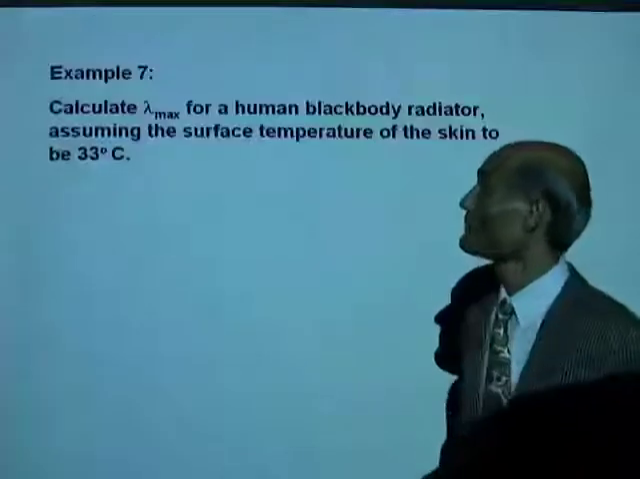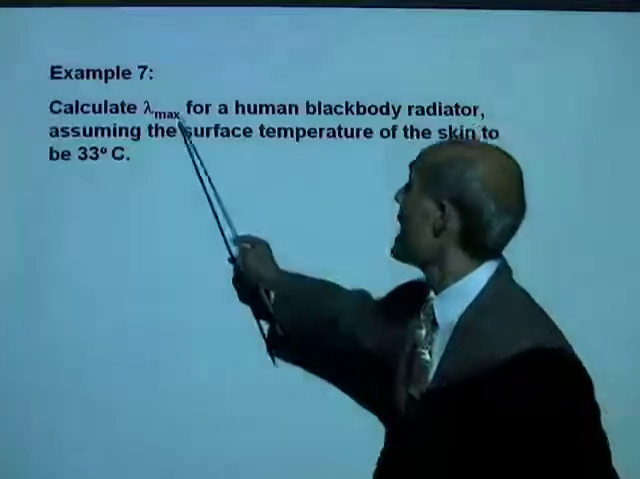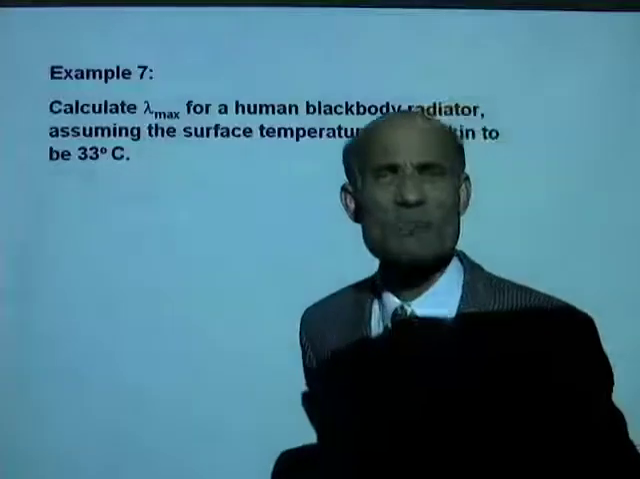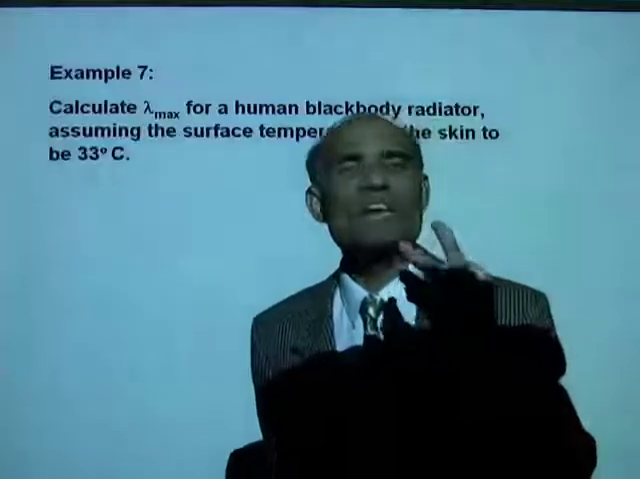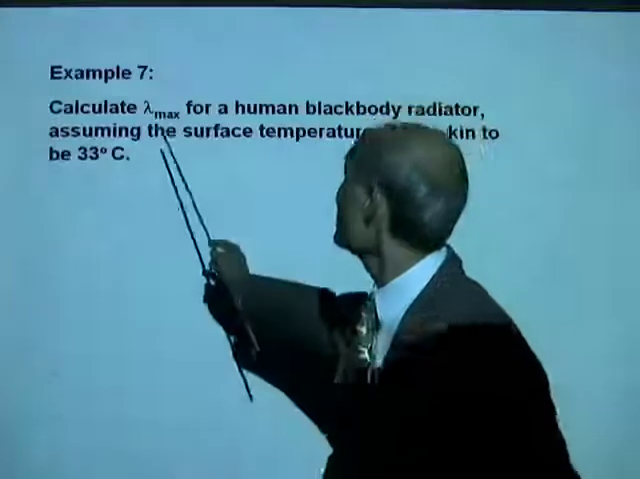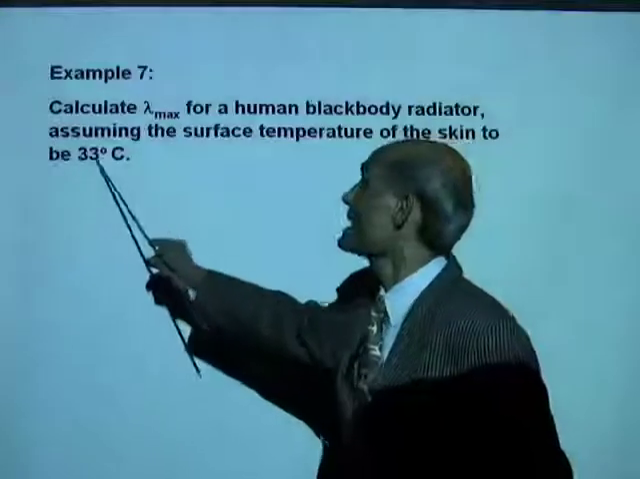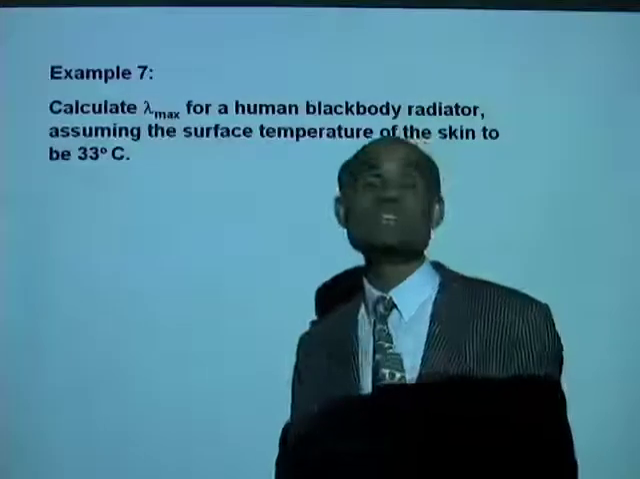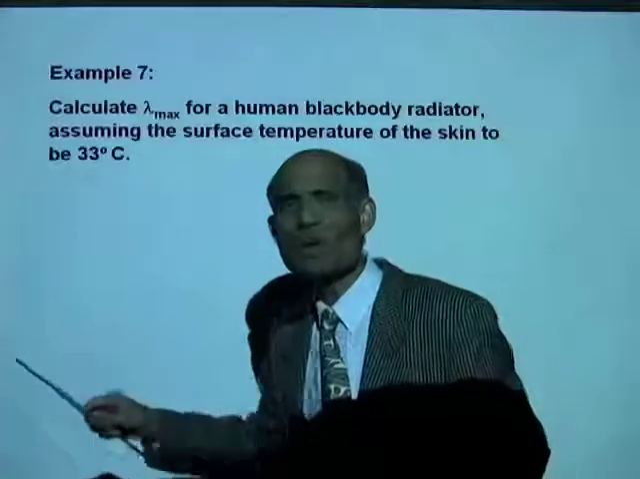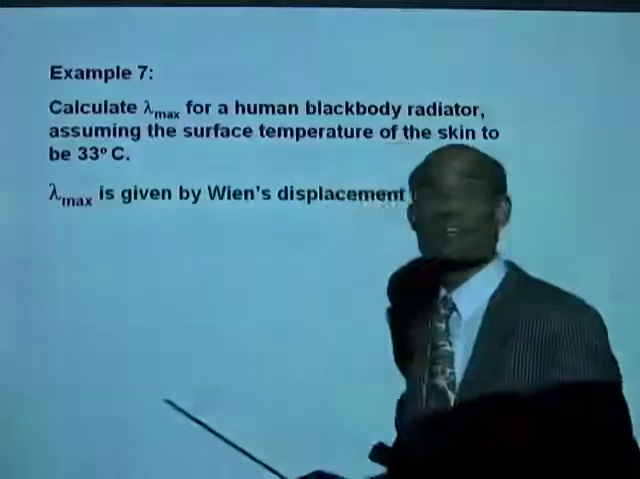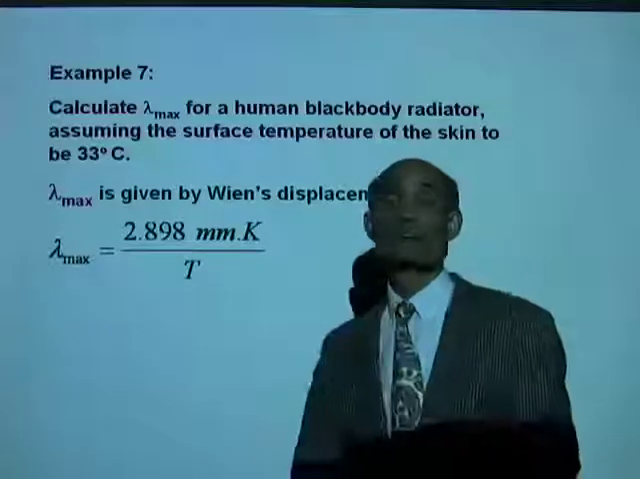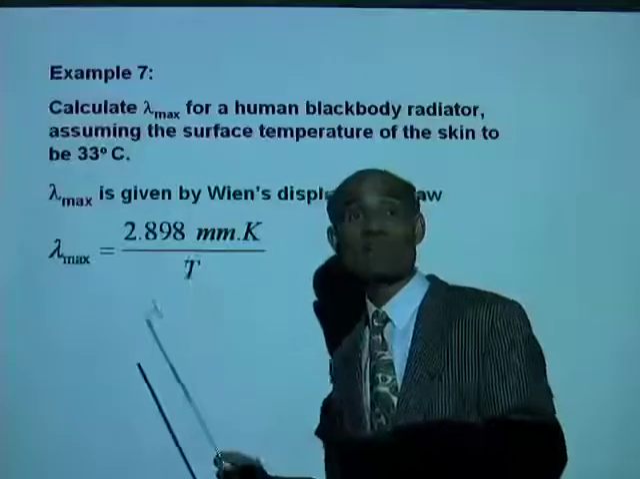Okay, let's do a problem. Calculate lambda max for a human black body. Well, what does human black body mean? Well, it simply means assume that the human body is a perfect radiator, assuming the surface temperature of our skin is 33 degrees Celsius. What is the equation for lambda max? Wien's displacement law. Lambda max is given by 2.898 millimeter Kelvin divided by the temperature in Kelvin.